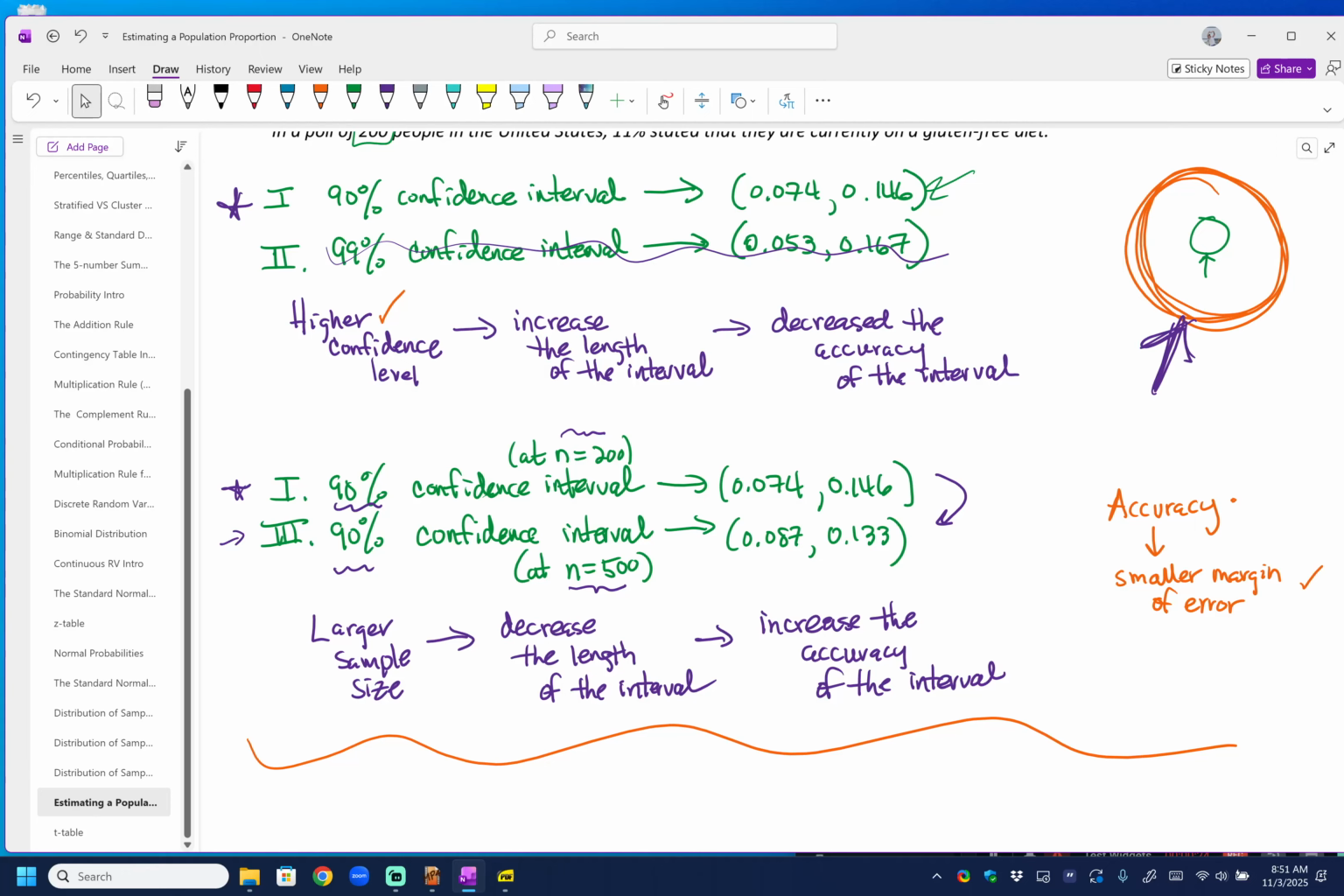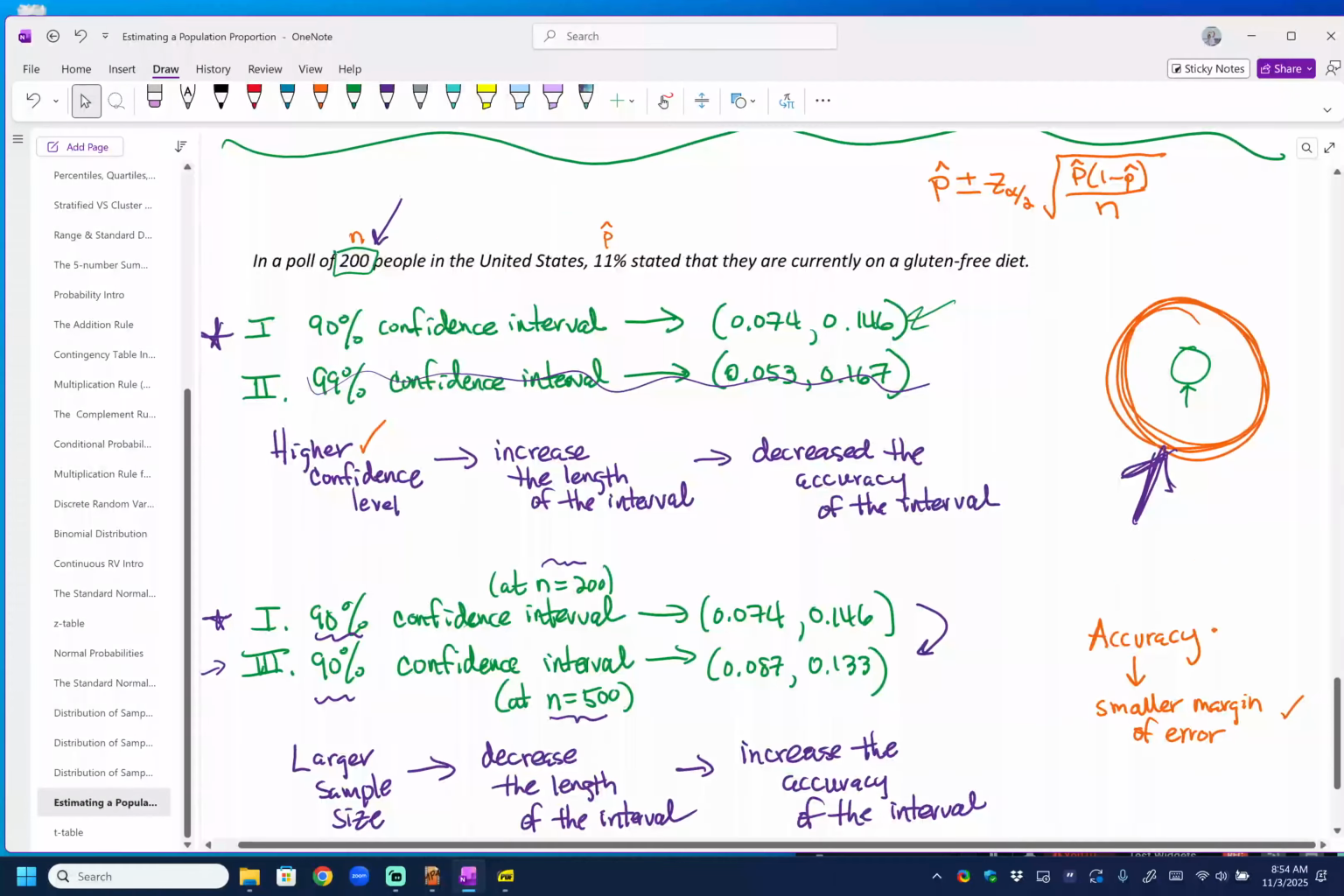And what the researcher will have to do is go and do a little bit of computation and figure out how many people they have to sample in order to pull this off. Believe it or not, it turns out that we have the tools to do exactly that.